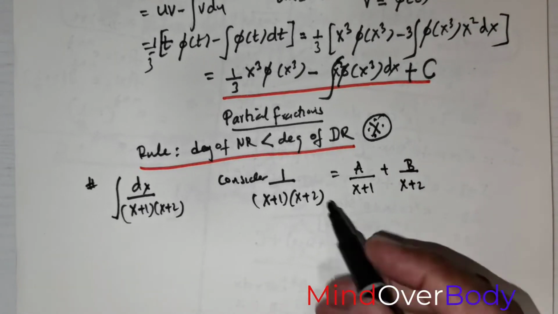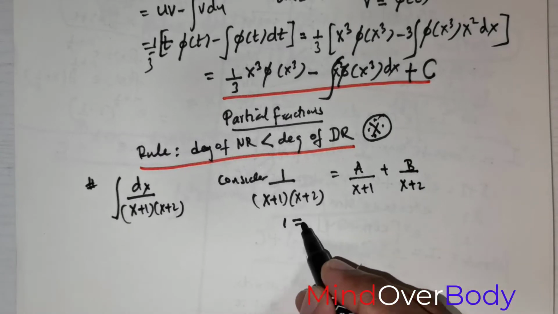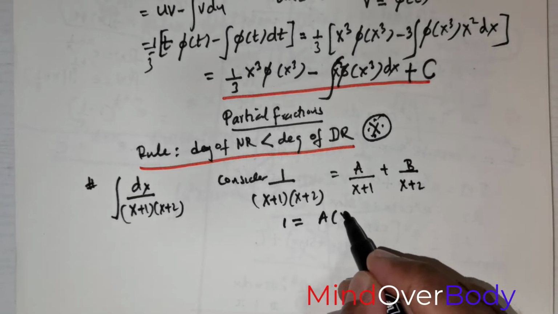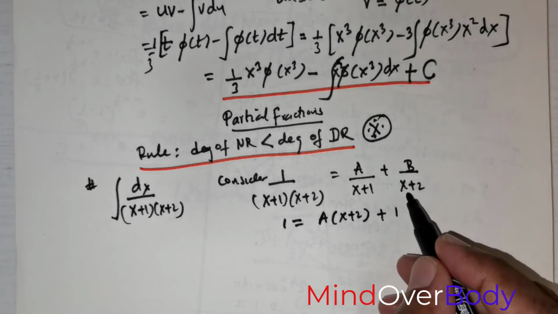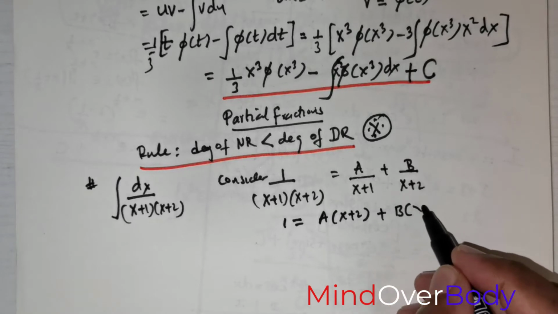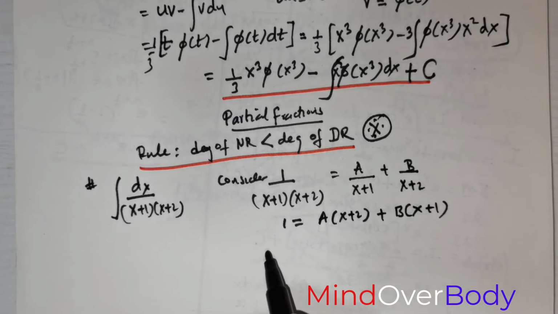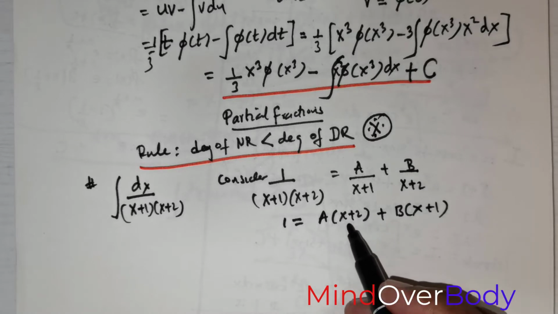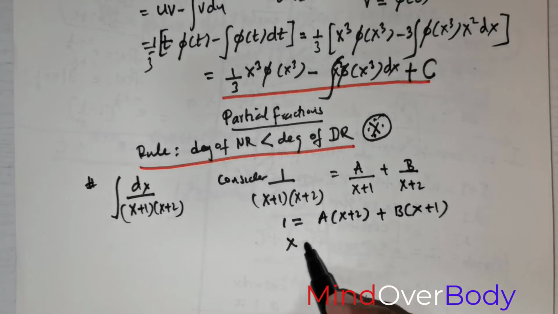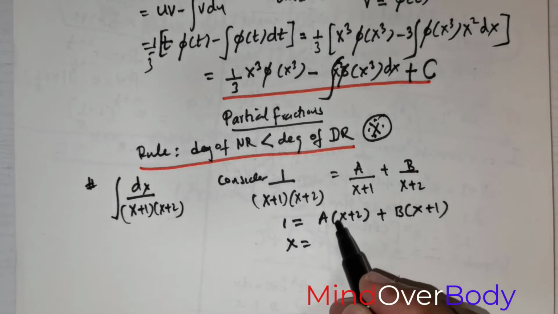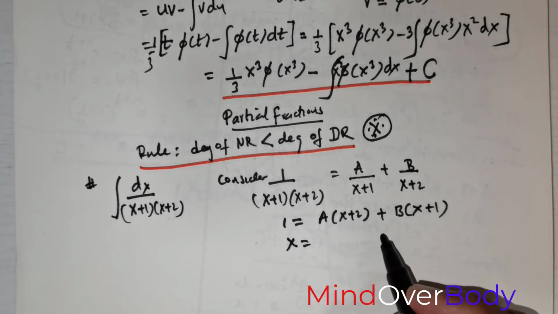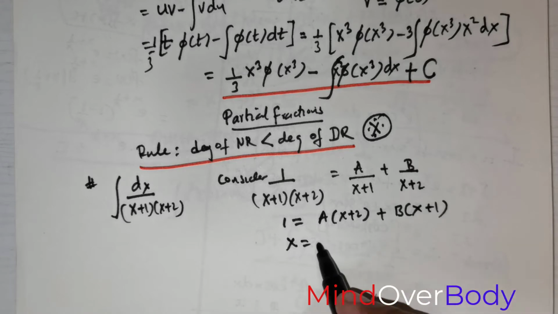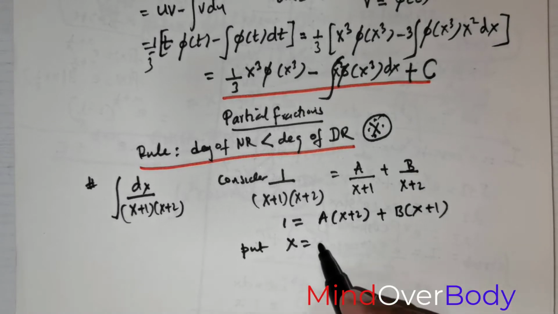So now what we will do is cross multiply. If we were to cross multiply, we would get 1 equal to: A has a denominator x+1, so we would only have A times (x+2), plus B has a denominator x+2, so we will only have B times (x+1). Now our basic idea is to get rid of the quantities one by one. In other words, we will have to find a suitable x which upon substituting produces either of the terms to be 0. So in this case, if I want to make the coefficient of B to be 0, I will just take x to be negative 1.